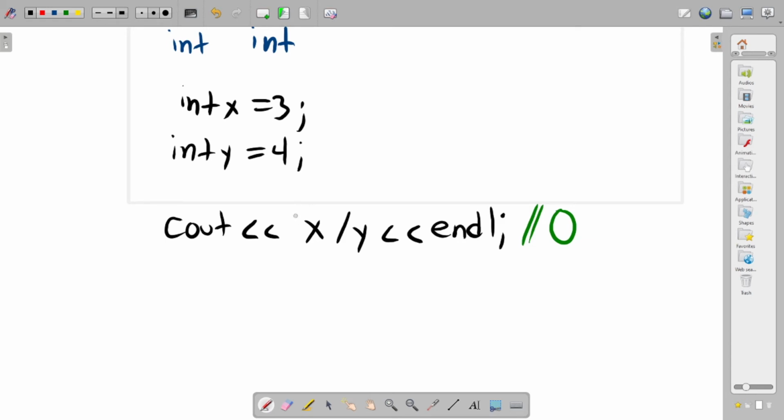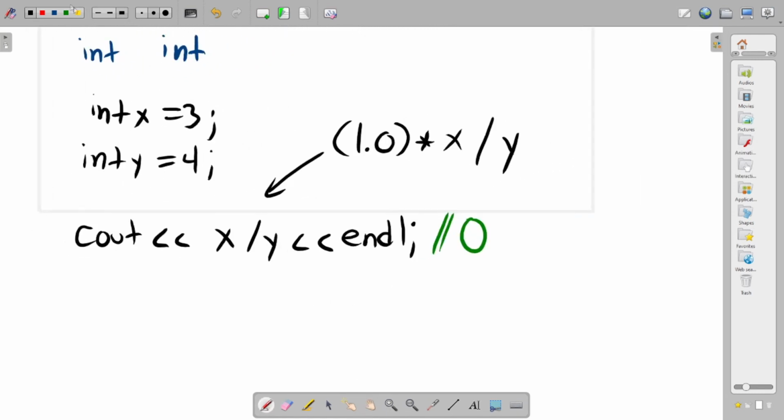One way would be to introduce a float, which is the way I don't recommend doing it. So one way to do it would be to say I could do 1.0 times x. We don't necessarily need these parentheses, but it is there, divided by y. And if we consider what this would do, this is a float, and this is an integer, and this is an integer, right? What it will do is it will go left to right because we have multiplication and division.